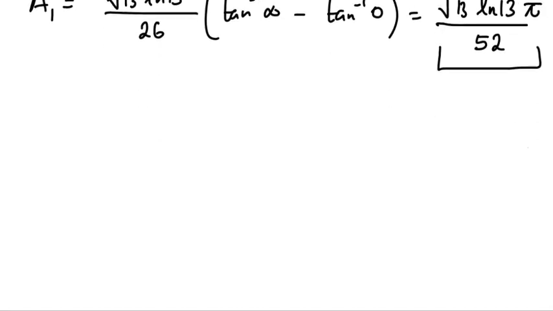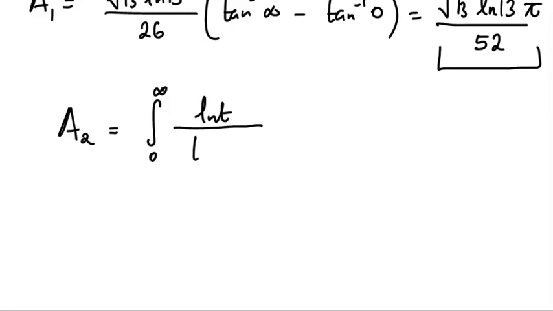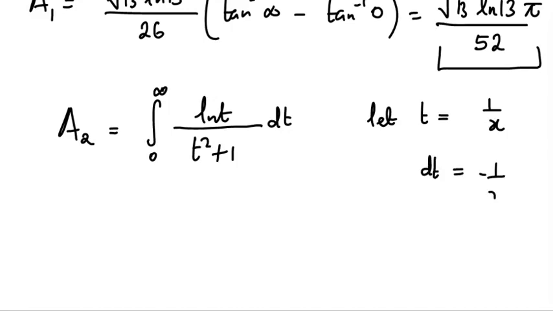So we have to prove that a sub 2 is equal to 0, and a sub 2 is equal to the integral from 0 to infinity of the natural log of t divided by t squared plus 1 dt. Now there is a substitution we're going to make here, which is going to treat this integral nicely. So we're going to let t equals 1 by x. Differentiate both sides, so dt is going to be equal to negative 1 by x squared dx.